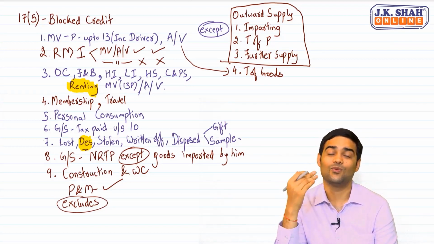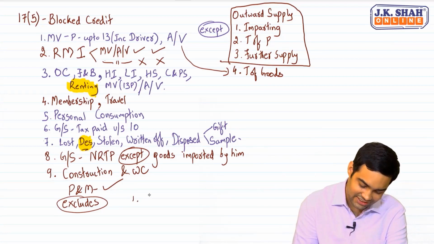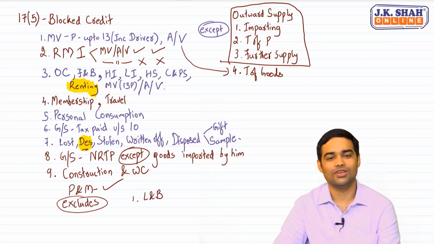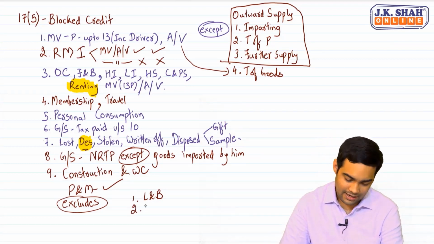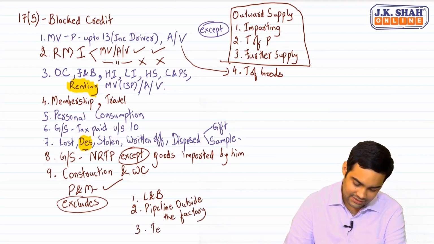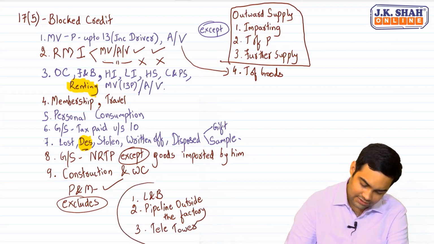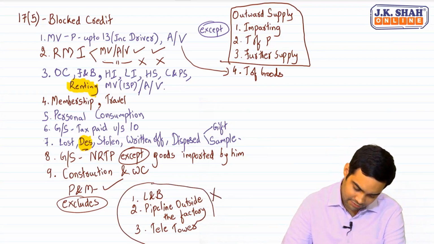Now the question is, what are those three things mentioned in the law? The first thing is civil structure, that is land and building. Obviously, you will not get ITC. Second is pipeline outside the factory. And the third one is telecommunication towers. These three things will not be considered as plant and machinery. So for these three, if you use any goods or service, then ITC will not be available.